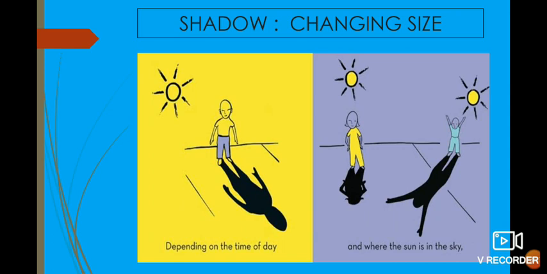Look at the middle picture. The sun is right above the head. It means that it is around afternoon. Look at the size of the shadow. The shadow is very small, smaller than the boy himself, isn't it?